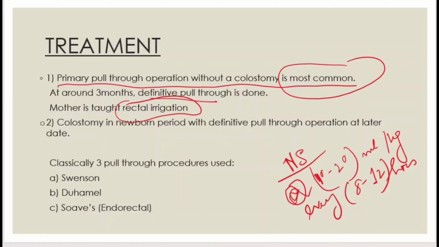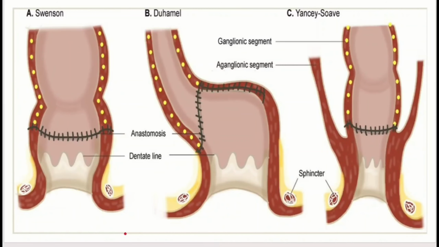So the first diagram is showing Swenson surgery. It is the original pull-through procedure. Here, the aganglionic part of the bowel, the lower part, is resected, and the upper part with the yellow dots, that is the normal ganglionic part, is then pulled through and anastomosed with the low rectum, and the abnormal part is resected. So this is Swenson surgery.